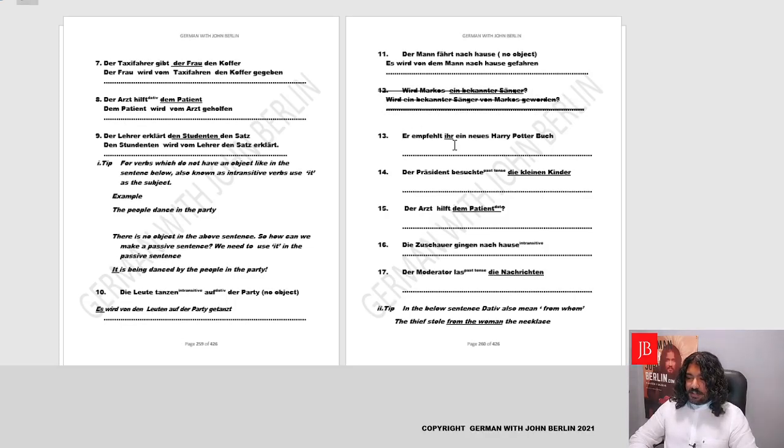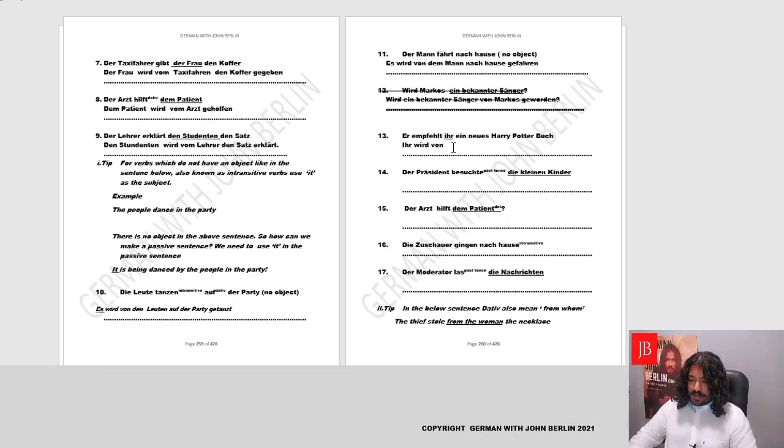Okay, er empfiehlt ihr ein neues Harry Potter Buch. He recommends to her a new Harry Potter book. So who recommends to whom what? So to whom is dative. You can already see here it's ihr. So we remember the rule. What is the rule? Dative remains dative. So we'll say ihr. Then we'll conjugate the helping verb in third person. Ich werde, du wirst, er, sie, es wird. Ihr wird von. Now what is von? Von takes dative. What is the dative of er? It's er, ihn, ihm, just like der, den, dem.